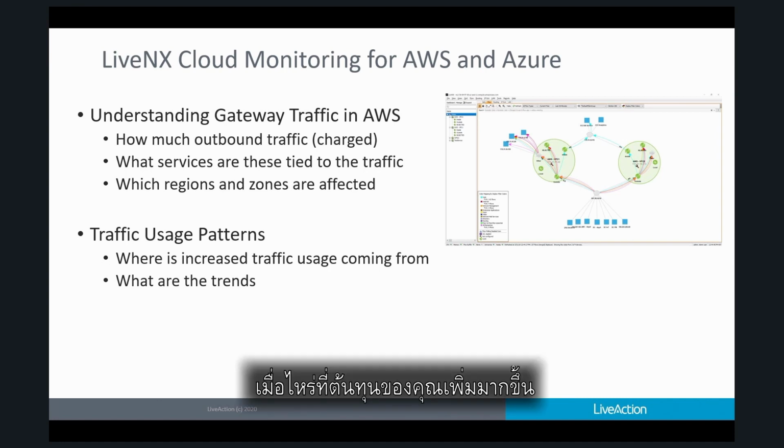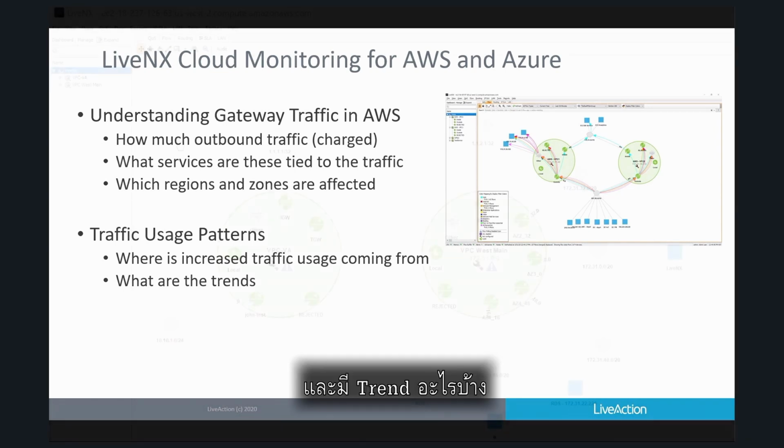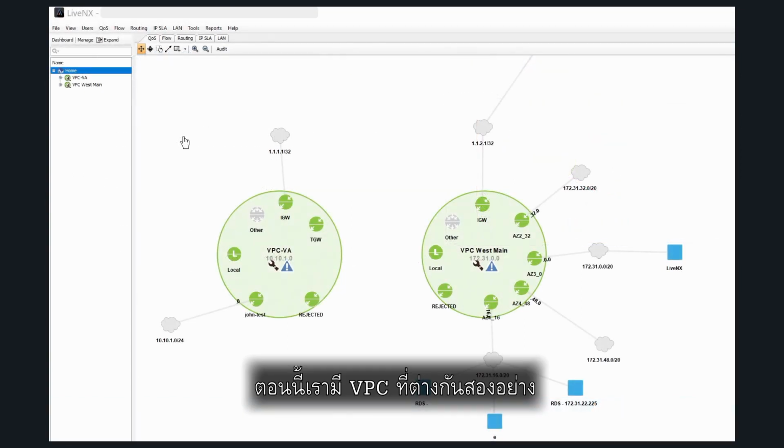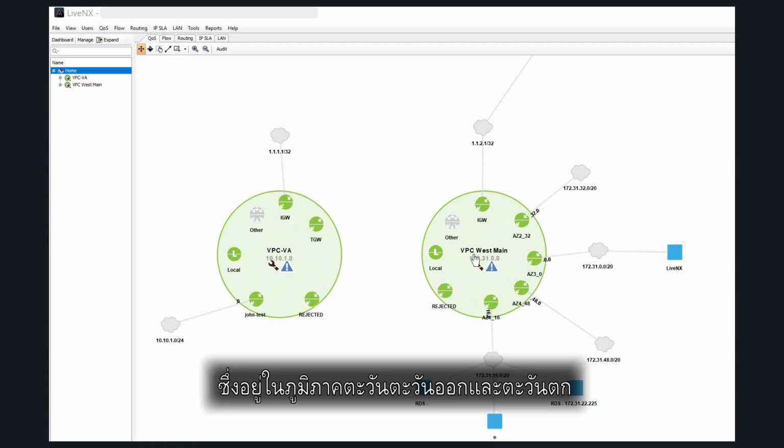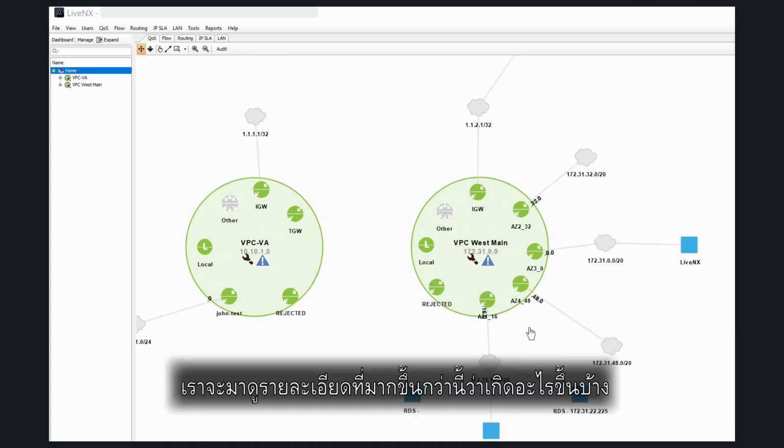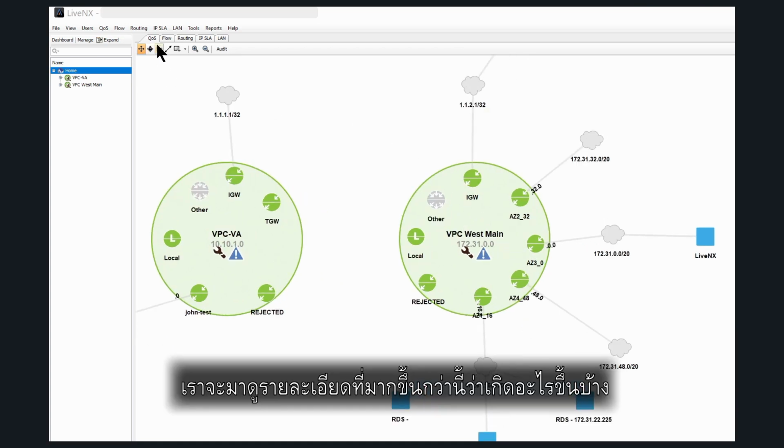So as your costs increase, you'll want to know where this traffic is coming from that's increasing your usage, and what are some of the trends. So here we have two different VPCs, one in the eastern region and one in the west. So we'll take a look at more detail what's happening here.